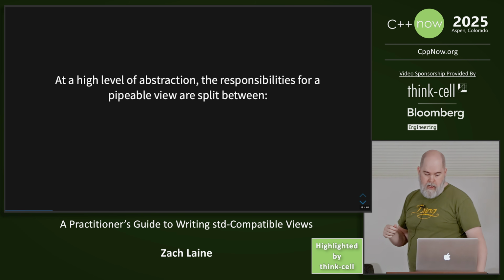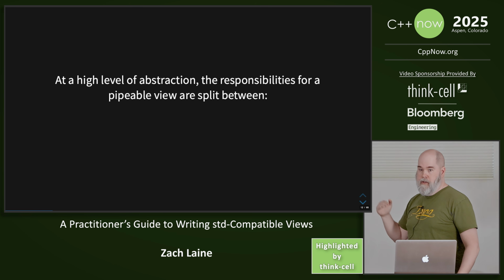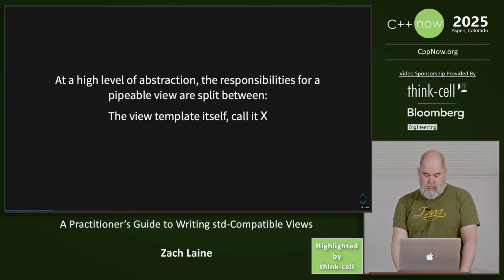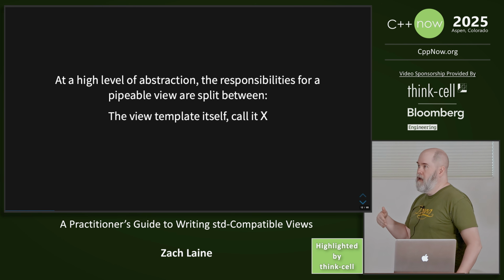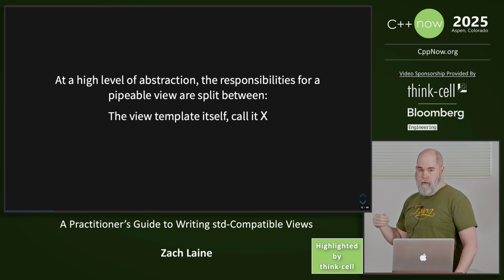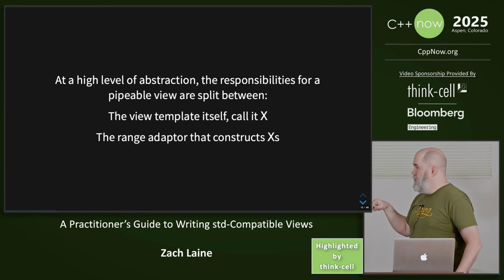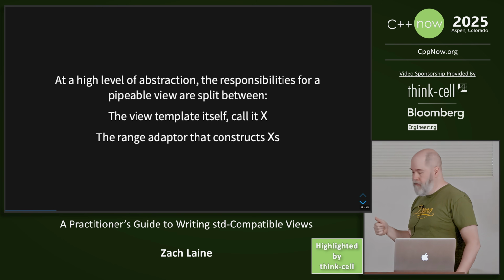Okay. So at a high level of abstraction, you have 2 major pieces that are responsible for how views get their work done. And the first is the view template itself. So let's call that X, and X would be something like repeat_view or transform_view, okay? And then you have the range adapter that constructs Xs. So that would be something like repeat or transform that respectively constructs repeat_views and transform_views.